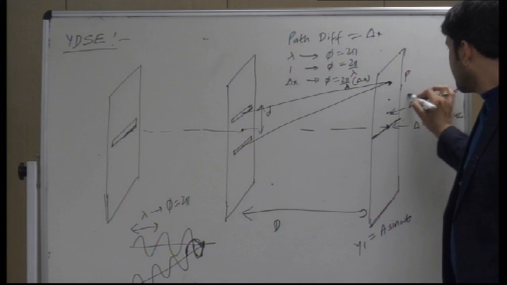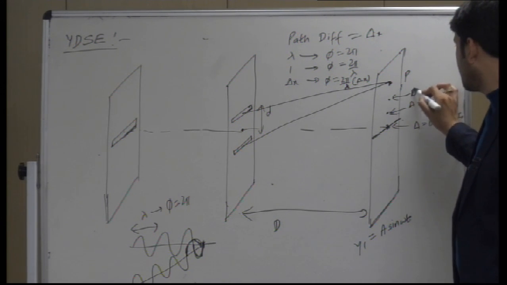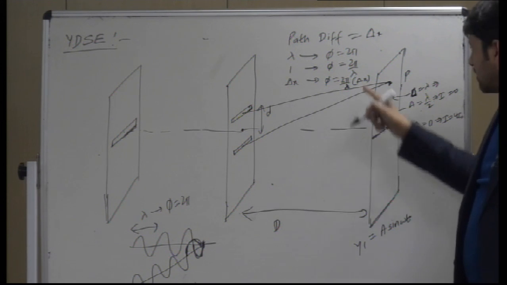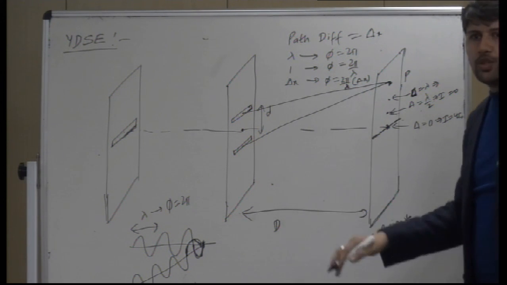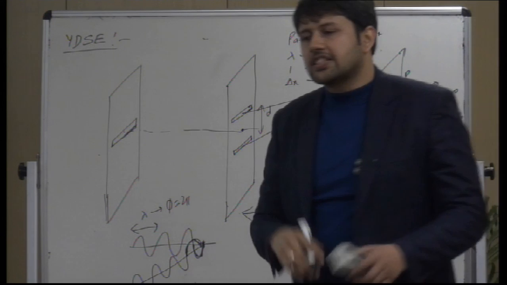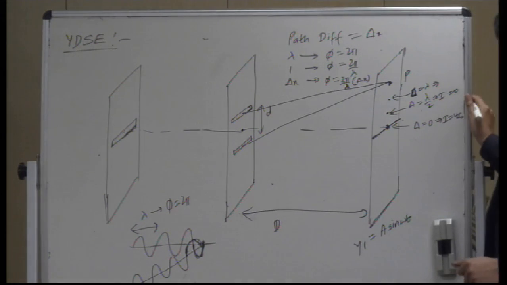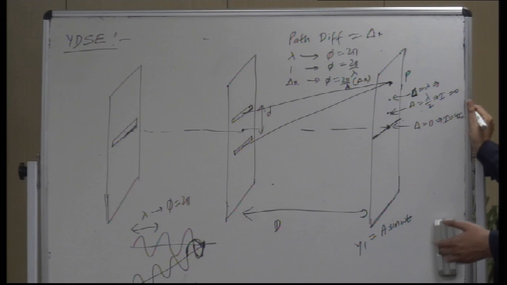Slightly above, the path difference would be how much? Lambda. When lambda is the path difference, you can check the phase difference would be 2 pi. For 2 pi, cos phi is again 1. Cos phi 1 means constructive again, right? We discussed it. Cos phi 1 means bright and cos phi minus 1 means dark.